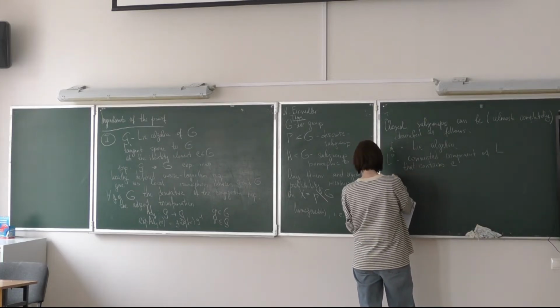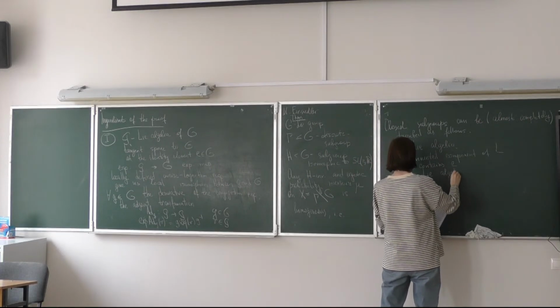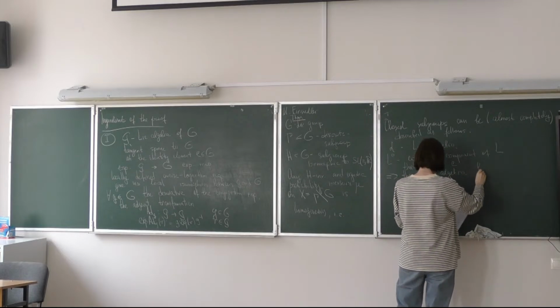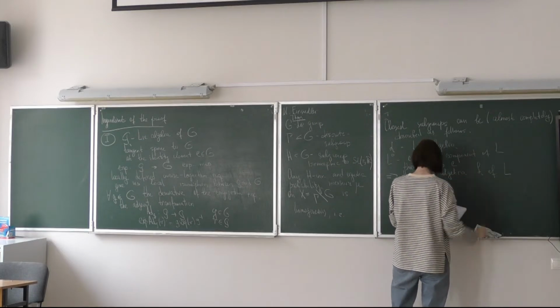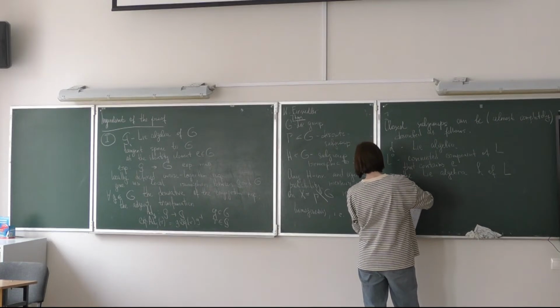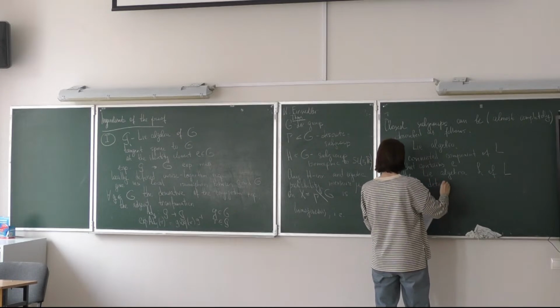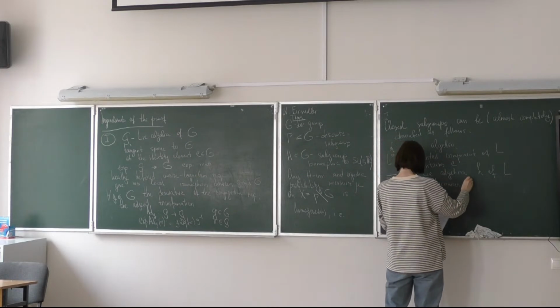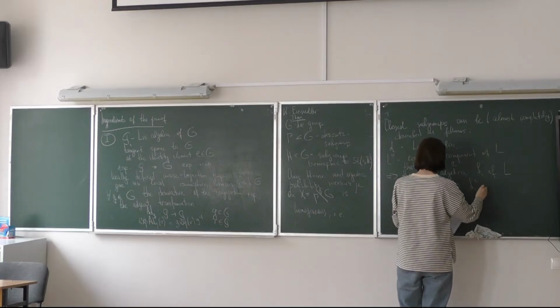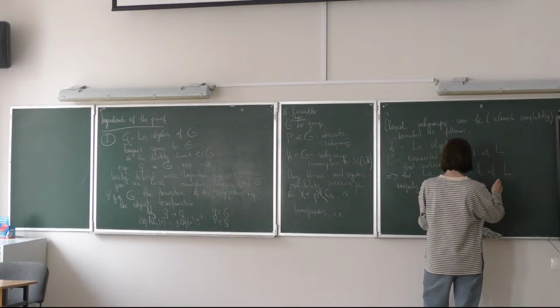So then the Lie algebra L is uniquely determined, so it uniquely determines L0. And this L0 can be seen as a subgroup generated by the exponent of L.